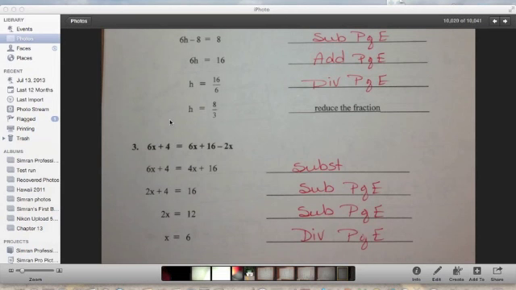So that's basically what we're trying to do, is show you how to get from one step to the other and what property is associated with it.